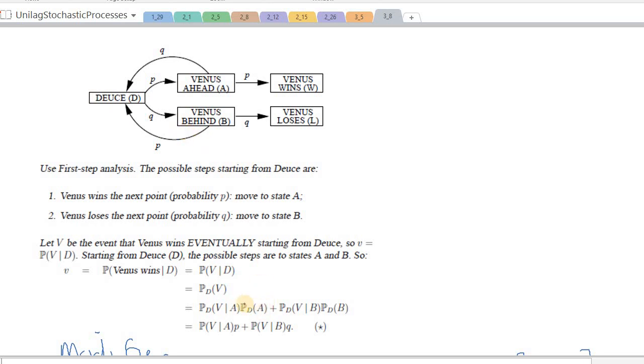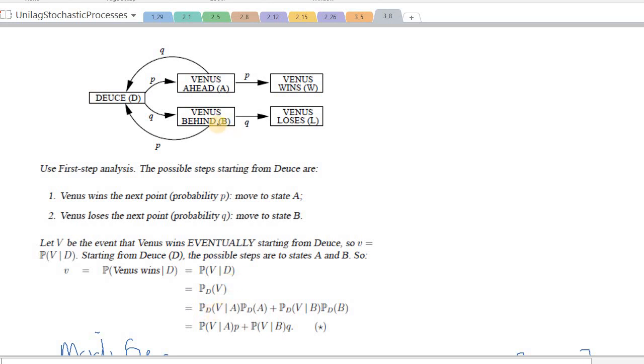So if we want to identify any of the quantities here, PDA is the probability of moving from deuce to Venus ahead. In this diagram, that's little p. PDB is the probability of moving from deuce to Venus behind. In this diagram, that's q. So that's why the p and the q are replaced. Now the other question is, why is the D removed?